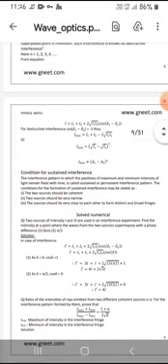These are the solved numericals using that formula. Here we got I equal to I1 plus I2 plus 2 root I1 I2 cos of the phase difference, and by using that formula they are solved.